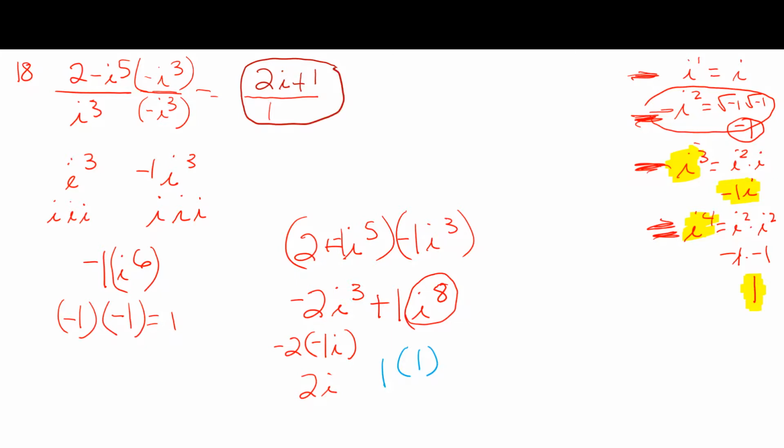Okay, let's stop with that. Next I'm going to do problem number 19. Number 19 says (5 minus 4i) times (1/10 minus i). All right, so there's our problem for number 19.